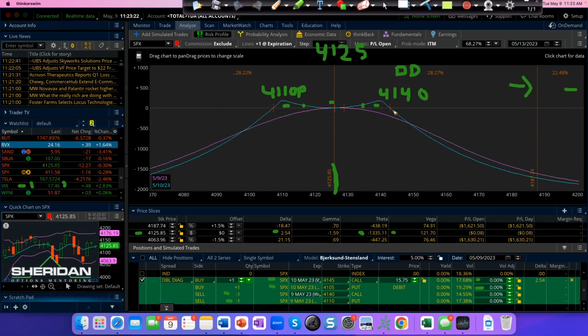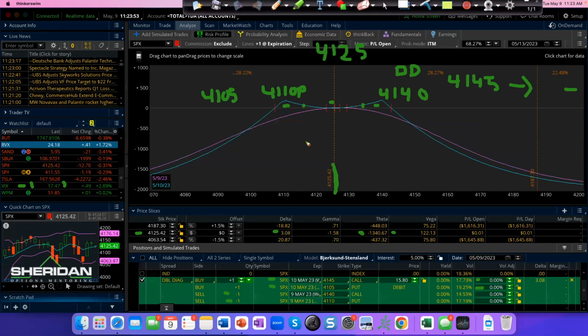So a double diagonal, the way I'm structuring this, again, my shorts expire today and my longs expire tomorrow. So I'm buying a May 10, selling a May 9, today's May 9. My longs are just going to be the next day and 5 points further out of the money on the calls, and the next day and 5 points out of the money on the puts. So this would be a double diagonal. It's going to give better positive theta decay than a double long diagonal or double calendar.